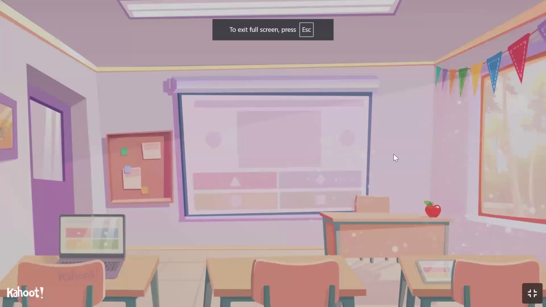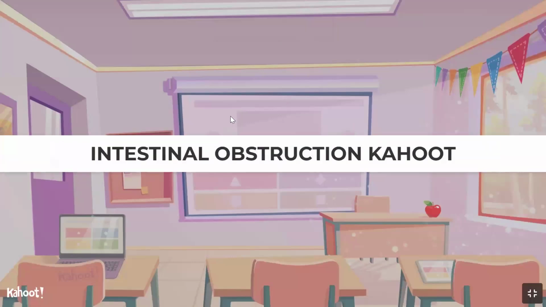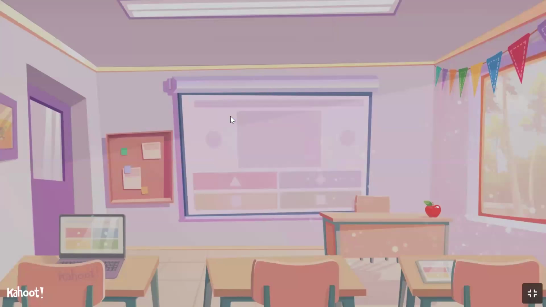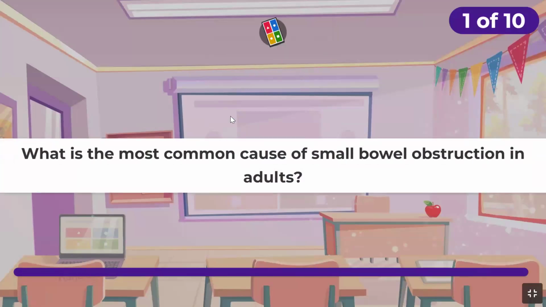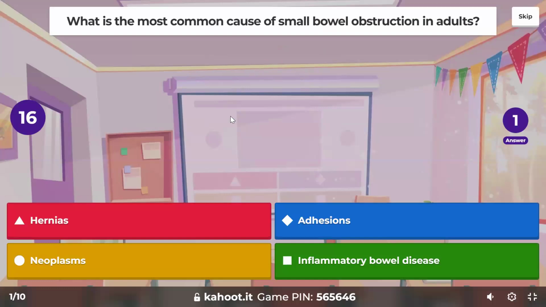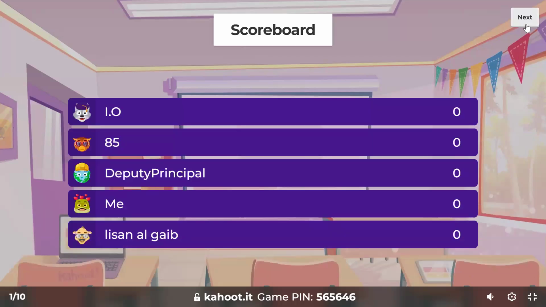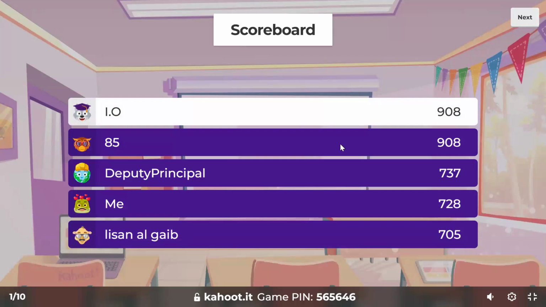Okay, thank you so much. I think we can now start because our quorum has been reached. Okay, the first question of our Kahoot is, what is the most common cause of small bowel obstruction in adults? Remember, speed also matters and counts to the number of points you accrue. Okay, so the options are... okay, maybe we can go to the next question.